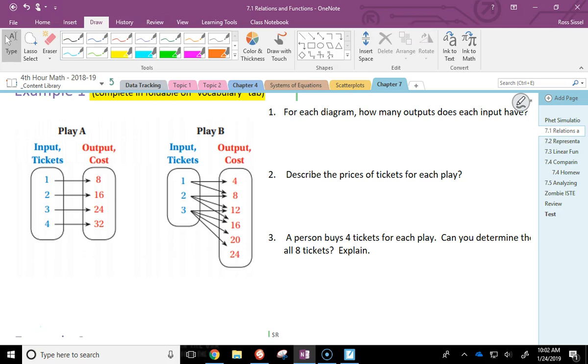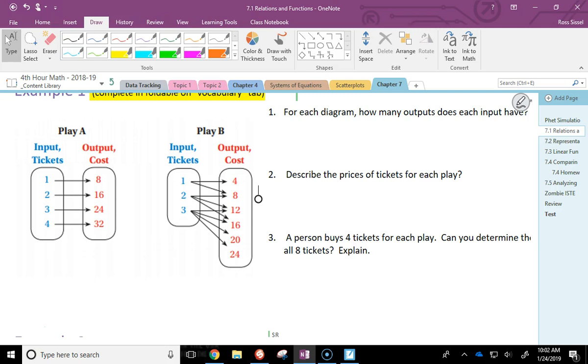What do you think on this first one for each diagram? How many outputs does each have? So you're going to look at this. And then on B, it says tickets: 1 came in, 4 came out, 8 came out. I had 2 tickets: 8, 12, 16. 3: I had 12, 16, 20, 24.